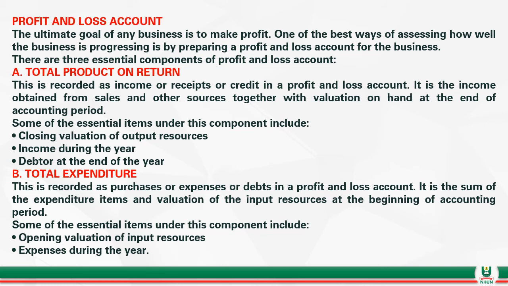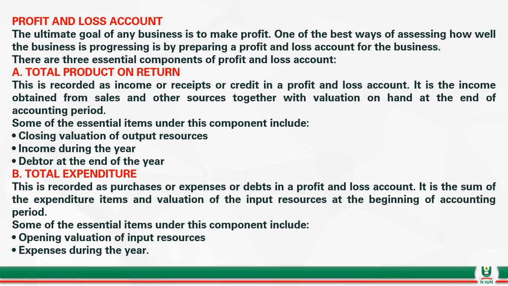The profit and loss account. The ultimate goal of any business is to make profits. So one of the best ways of assessing how well the business is progressing is by preparing a profit and loss account for the business. There are 3 essential components of a profit and loss account. We have A, the total products or returns. This is recorded as income or receipts or credits in the profit and loss account.